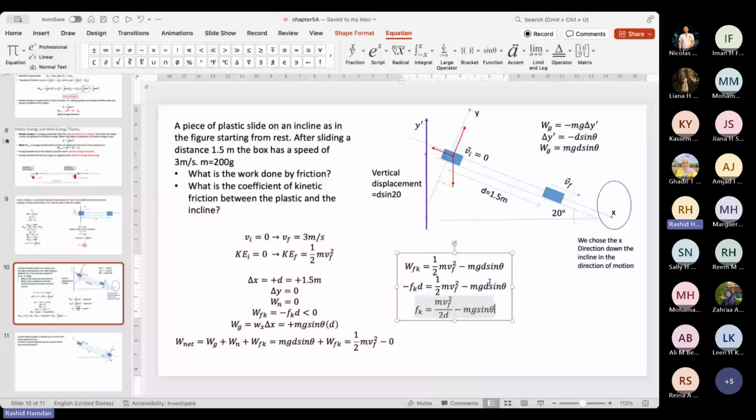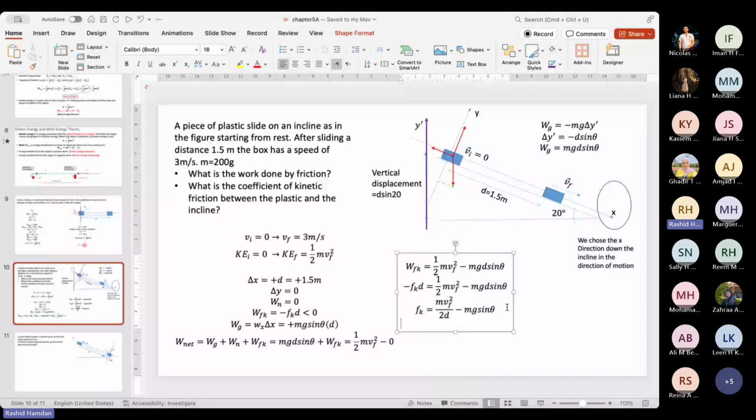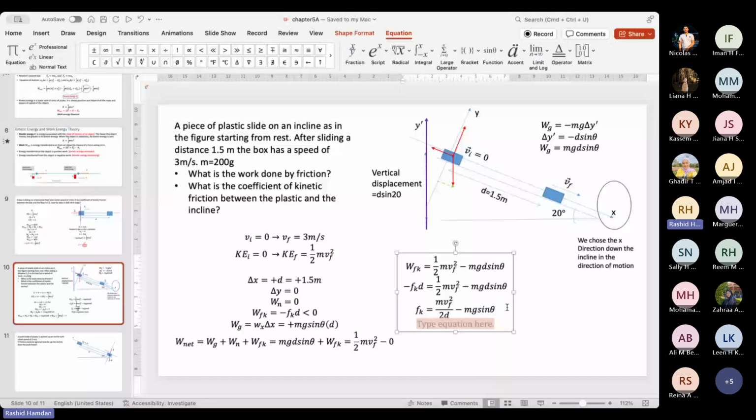Now if I want to find the mu, I need to remember, like we did in the previous problem, I use Newton's law on the y-axis. So I got mu k is equal to fk over n, which is equal to fk over mg. But I made a mistake here. I forgot the minus sign. So this is going to be minus, and this is going to be plus. And I can find the mu k now.